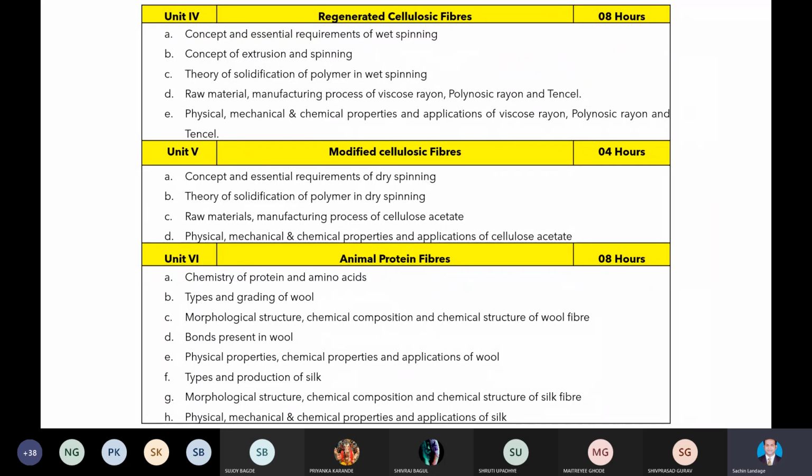So likewise, we are going to study all these six fibers. Now, if you look at the overall content, what is there overall is the morphological structure, chemical composition, chemical structure, physical, chemical, and mechanical properties and applications, and the types, or we can say the various varieties, of the fiber. So these are the common points which are present in all the fibers.